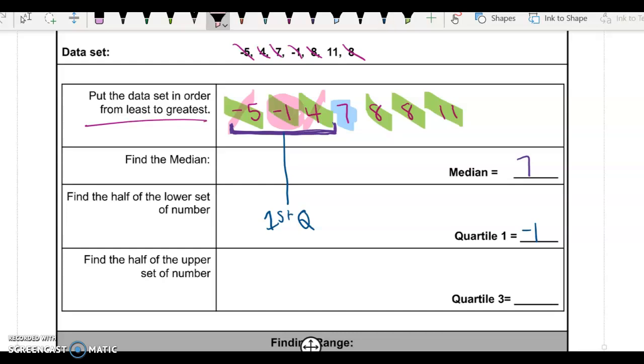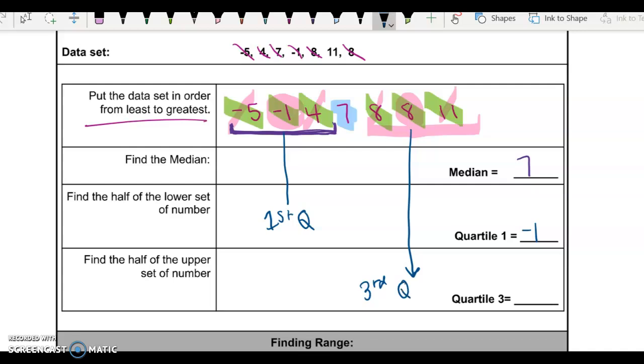And then we're going to do the same thing to find the middle number of the upper half of our data set. So between these numbers here, we cross off one from each side until we are left with a middle number. So this is our third quartile. So Q3 is 8. Pretty easy so far.